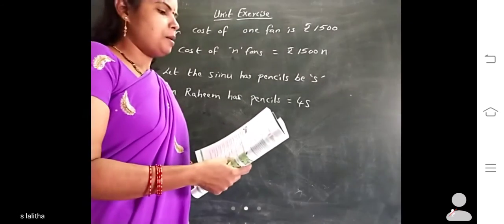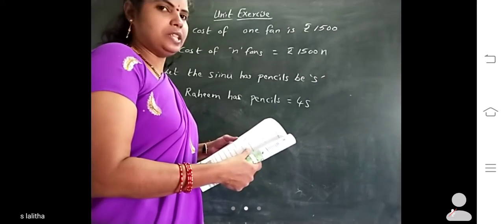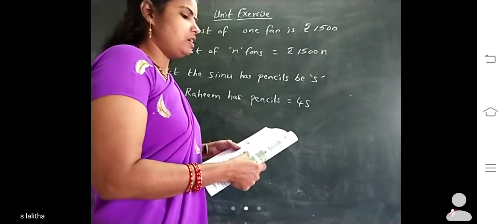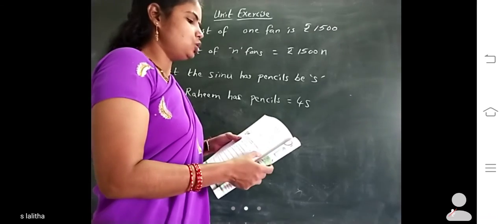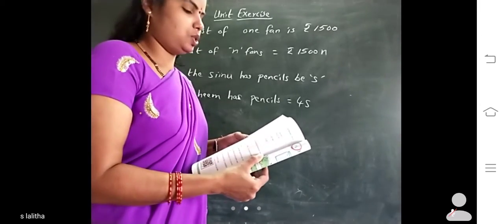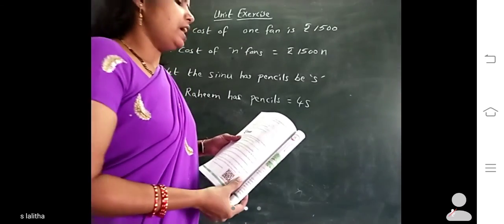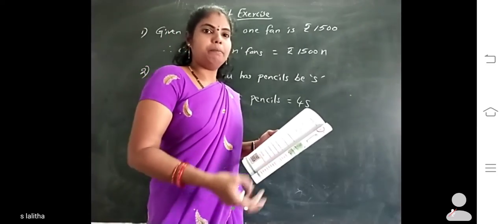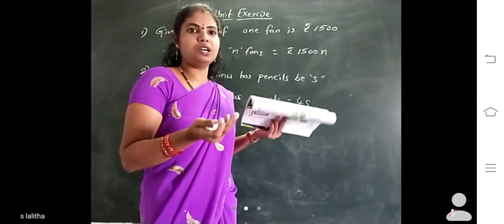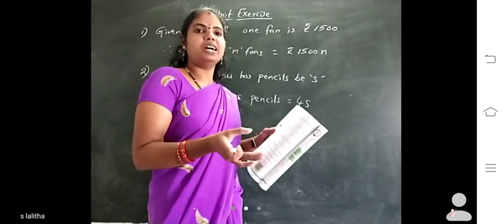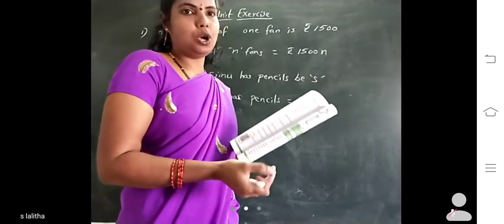See the third question. Parvati has 5 more books than Sophia. How many books are with Parvati? Write an expression choosing any variable for the number of books. So here, Parvati has 5 more books than Sophia. But how many books Sophia has, we don't know. So that's why we are taking any variable for the number of books. Okay.